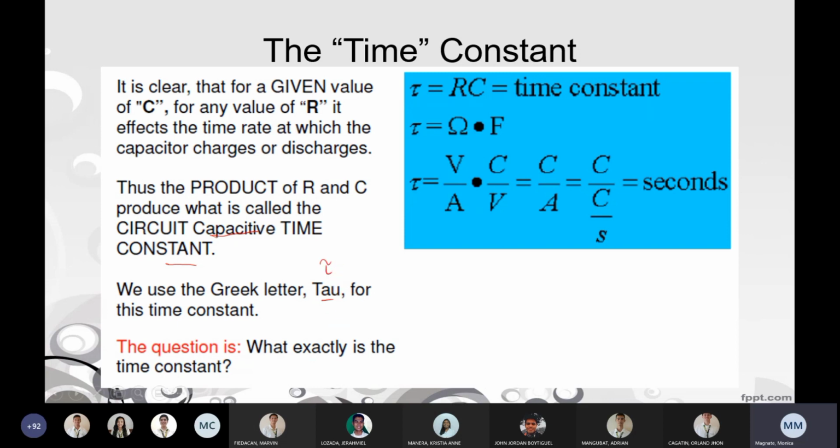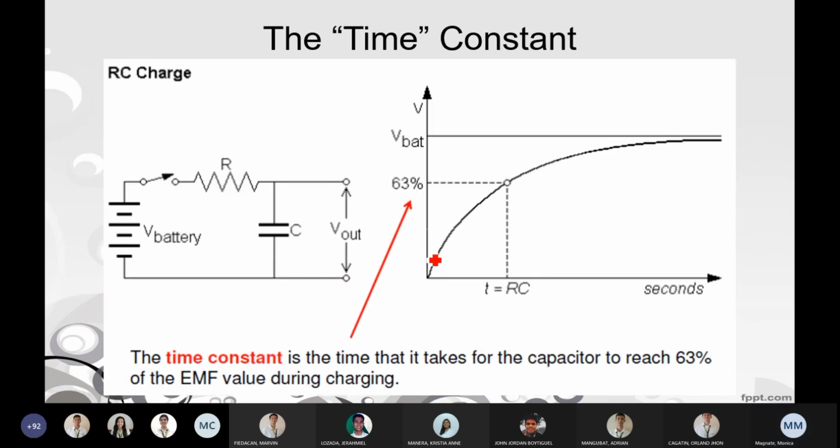So ano ba yung time constant? The time constant is the time that it takes for the capacitor to reach 63% of the EMF value during charging. So, kapag ginraph natin yung pag-charge ng capacitor, pag na-reach na yung 63%, that's equal to 1 RC. Okay? So, at this point, equal siya sa 1 RC.